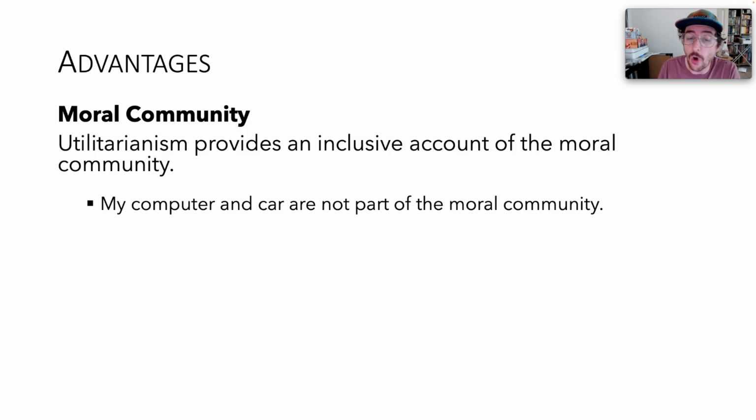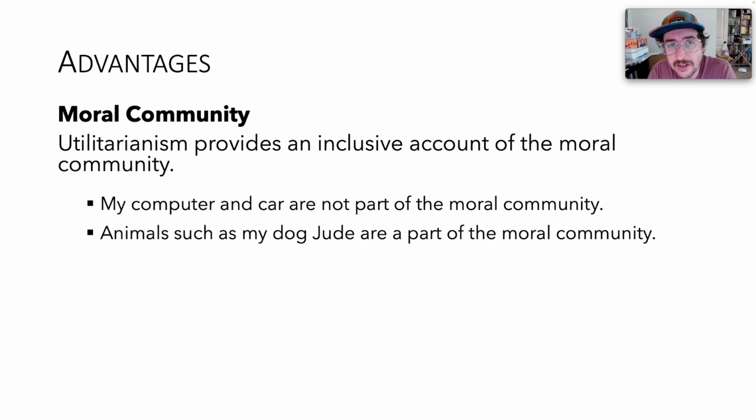It might be wrong derivatively for you to destroy my computer because I care about my computer. But there, you're not giving any intrinsic consideration to my computer. You're giving consideration to how that computer affects me. You're giving consideration to me. I am part of the moral community, not my computer, not my car. On the utilitarian view, animals, such as my dog Jude, would be part of the moral community. You need to give intrinsic consideration to how your actions affect my dog's well-being.